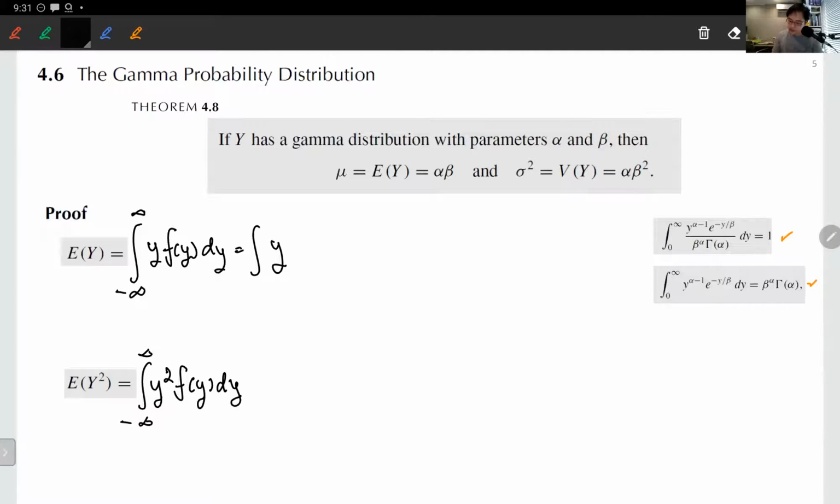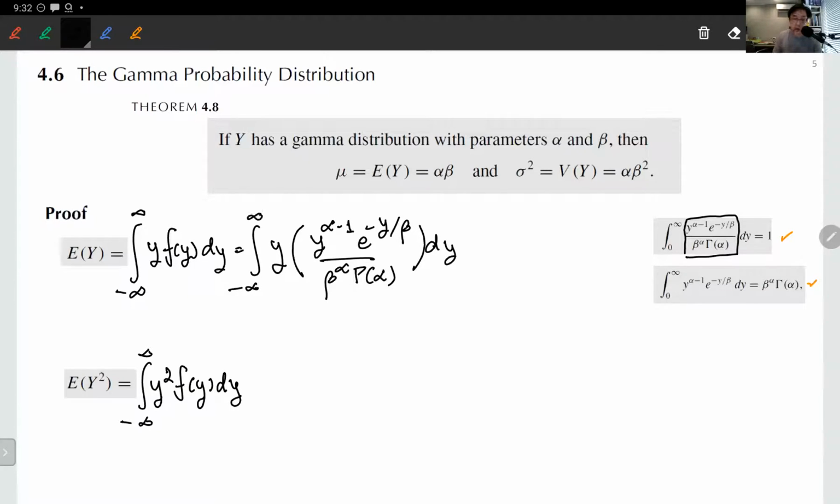Okay, so I just put the integral form in here. The density function is what's inside, so just plug in that one. You're going to have y to the alpha minus 1, e to the negative y over beta, divided by beta to the alpha times gamma of alpha, dy, integrating everywhere.